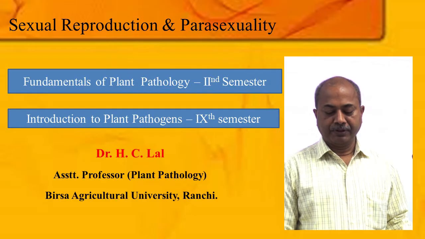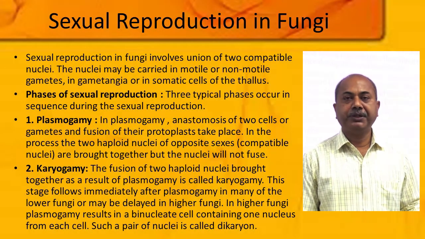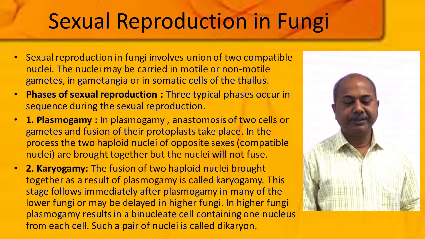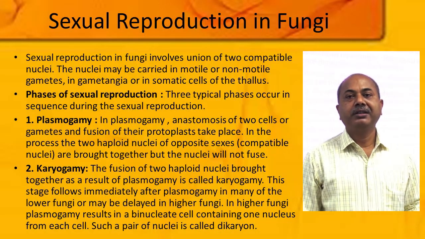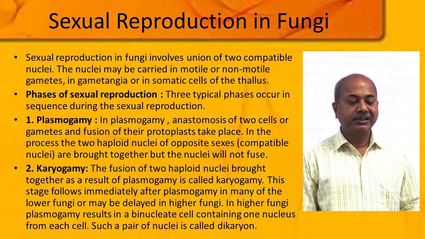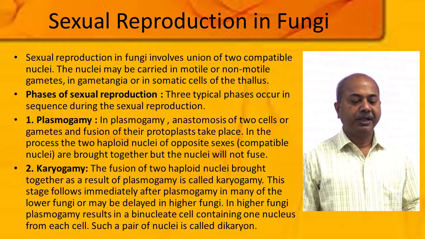So you all know that sexual reproduction involves the union of two compatible nuclei, and the nuclei may be carried in motile or non-motile gametes, in gametangia or somatic cells of the thallus. There are three typical phases that occur in sequence during sexual reproduction, that is plasmogamy, karyogamy and meiosis.